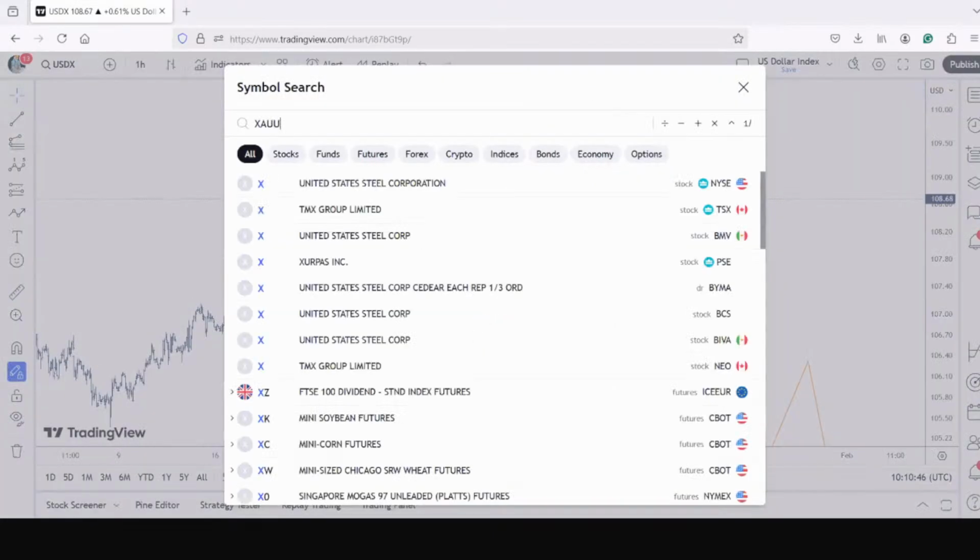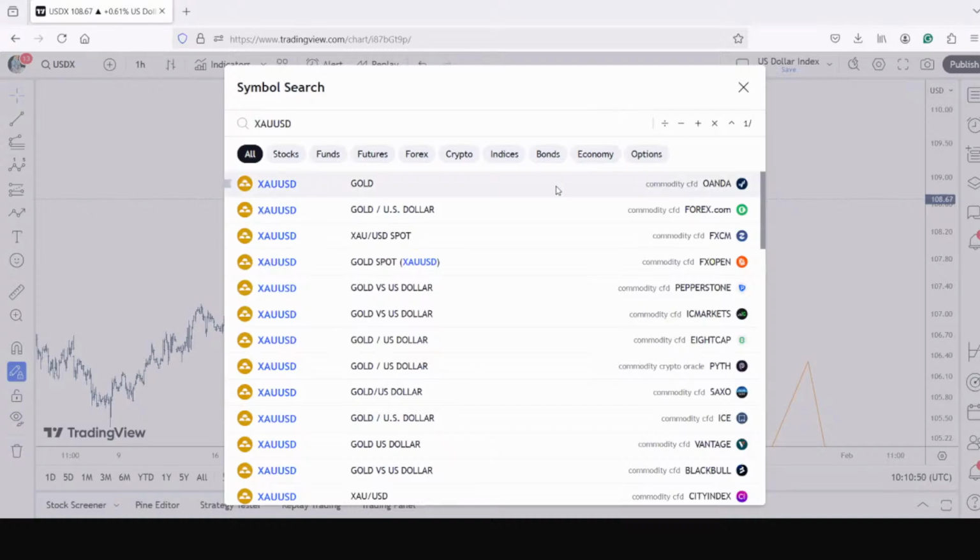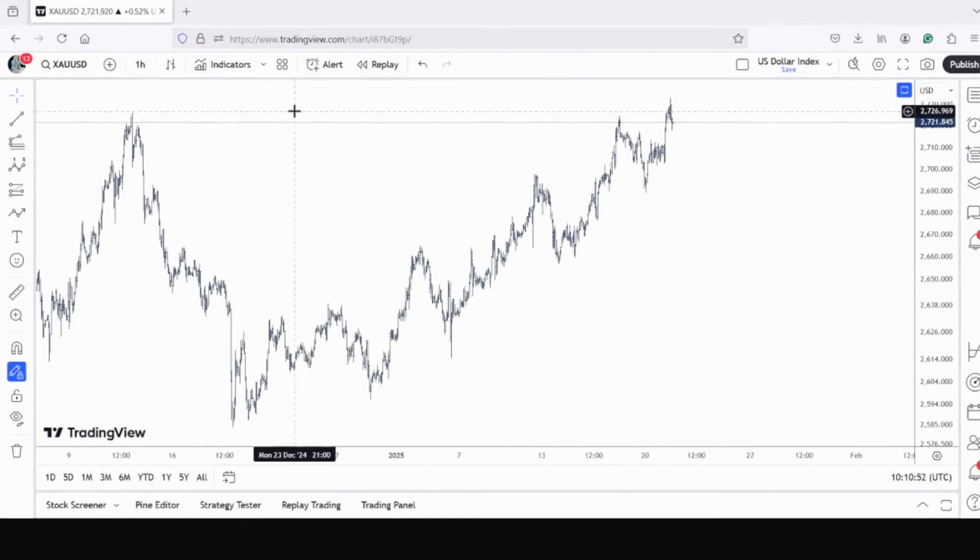Gold. The story in gold is still unfolding as a standard flat.